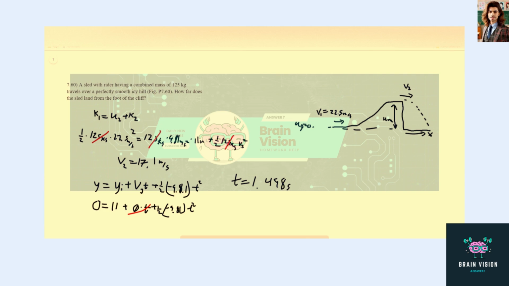And simply, since that's the time it takes to fall 11 meters, then that is also the time required to move horizontally. So we just take our position. It's going to be equal to v2 times t, and that's going to be equal to 25.52 meters.